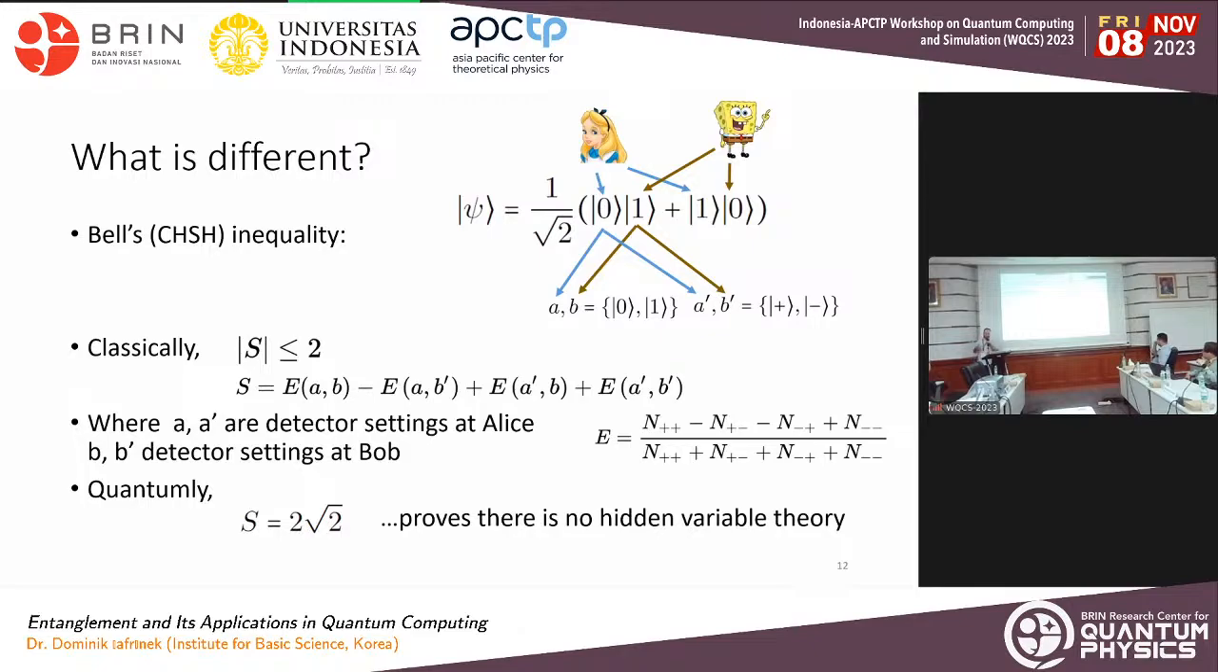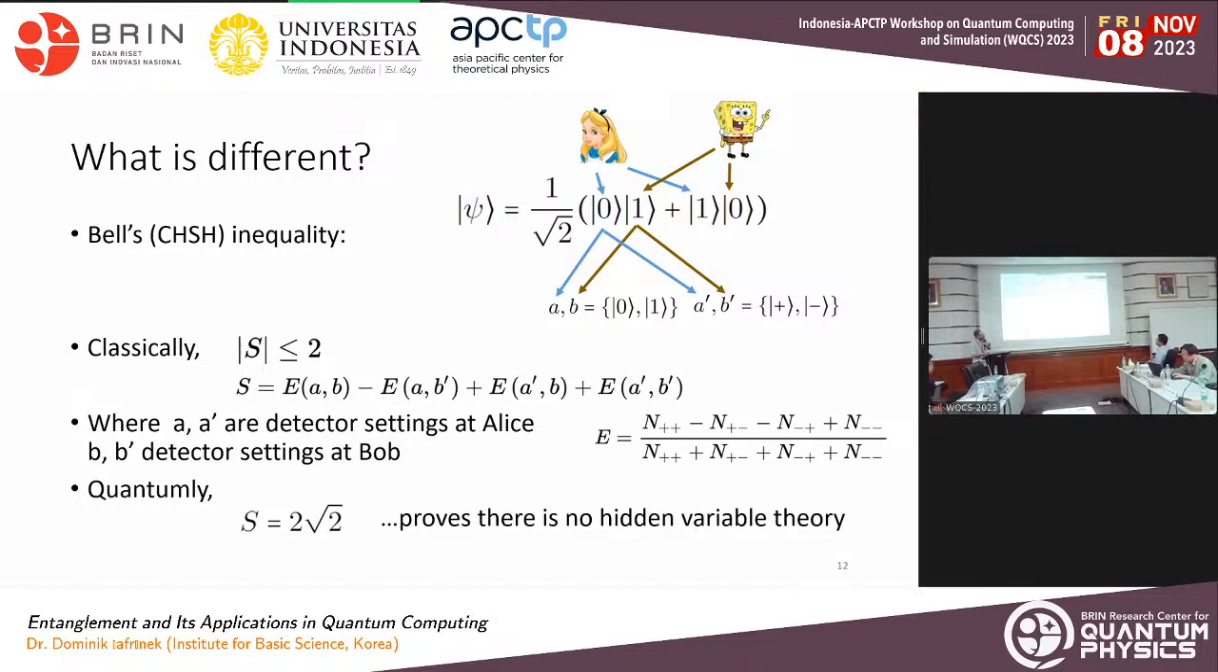And classically, it will be possible if you have some local variables, meaning what I'm calling local hidden variables. Then this function, which I'll explain in a moment, must always be smaller than or equal to 2. But as it turns out, it's not. So what is this function? It's some kind of function of correlations.